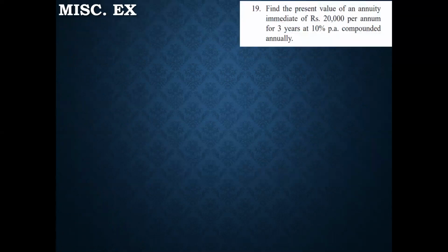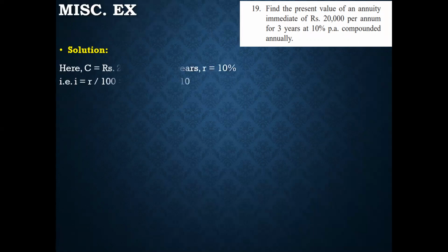Okay. Moving forward with the next one. Find the present value of an annuity immediate of 20,000 per annum for 3 years at 10% compounded annually. So in this case, you have to find the present value. Everything is given. Sum is very simple. It belongs to immediate annuity. So C is 20,000, n is 3 years, r is 10%, that is i is 0.10. You have to find the present value P, which is annuity immediate.